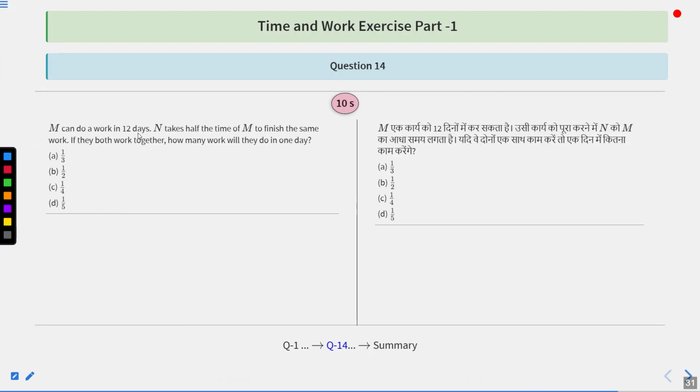M can do a work in 12 days and N takes half the time of M to finish the same work. If they both work together, how much work will they do in 1 day? Options are given to you: A, B, C, and D.